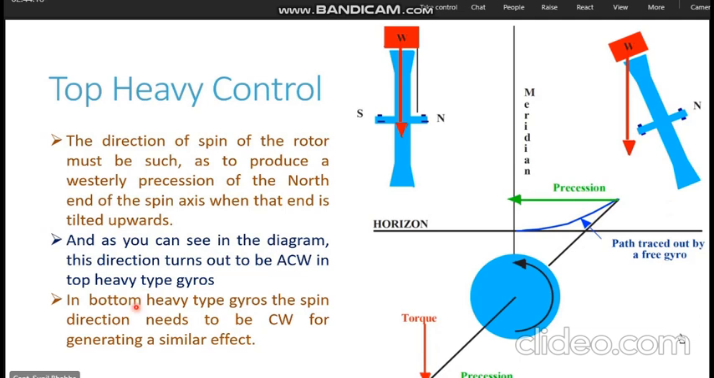Now when we go to bottom heavy type gyros, we will see that in bottom heavy type gyros, the spin direction needs to be clockwise for generating the exact same effect.